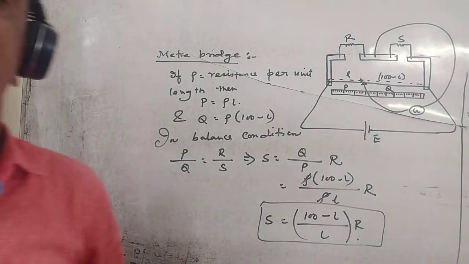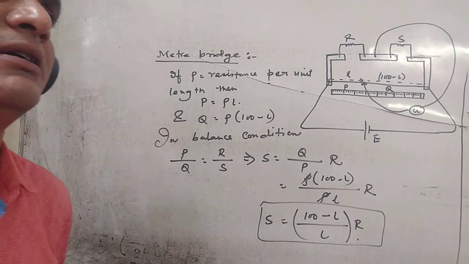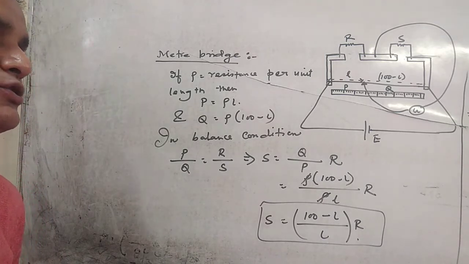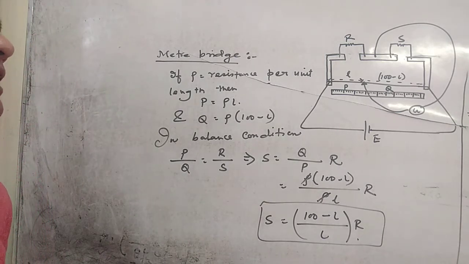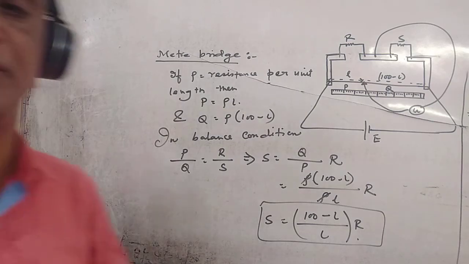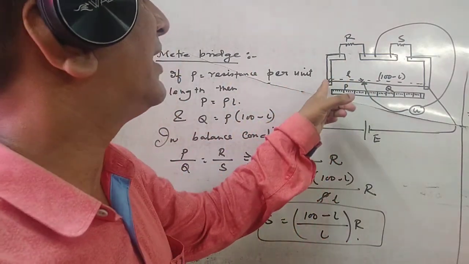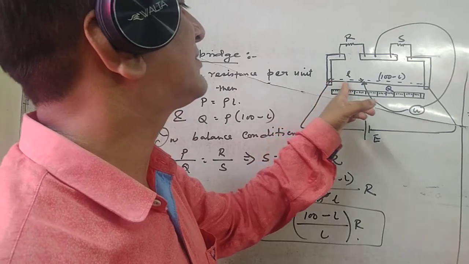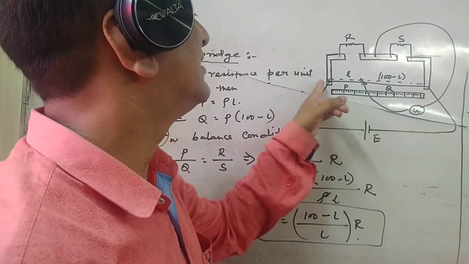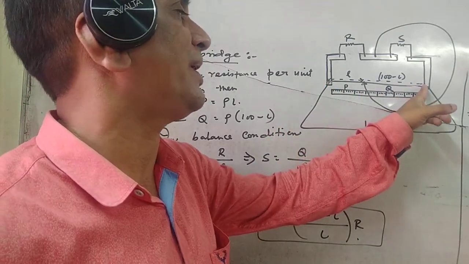And this meter bridge is generally what? It is an instrument which is made up of 1 meter wire. So this is known as meter bridge because it consists of 1 meter wire. How it is made, in the practical classes you will see this one. But we can think that this wire is made up of 1 meter wire.